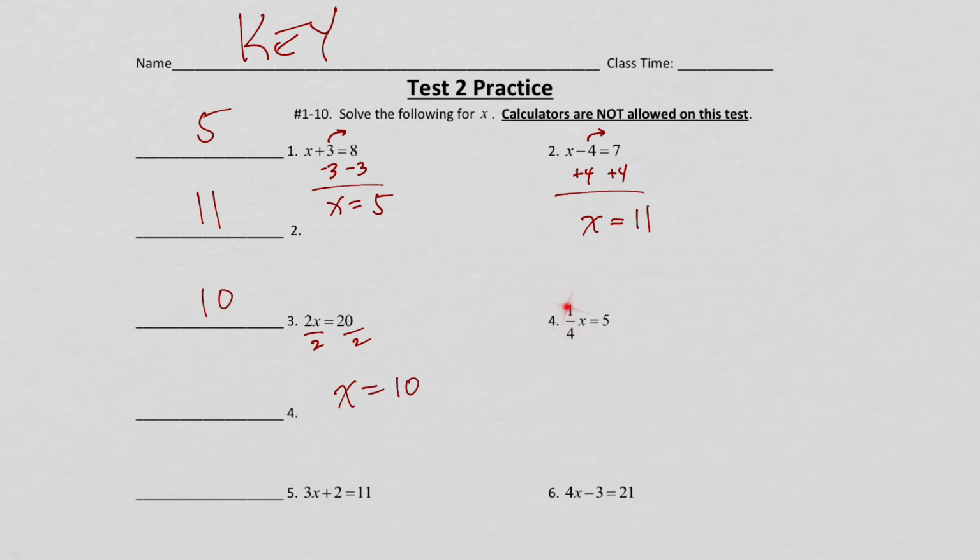Here I can get rid of the fraction by multiplying by the reciprocal. I'll give myself some room here. If I multiply it by 4 over 1 on each side, here these cancel, so we get x is equal to 20.